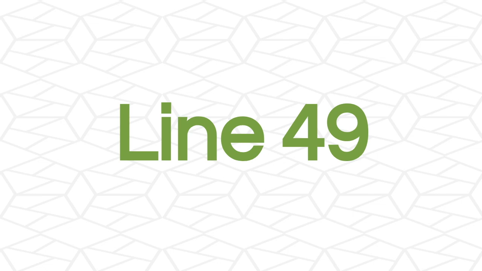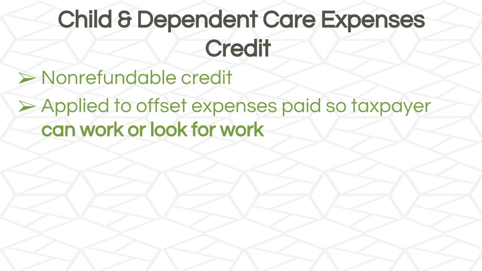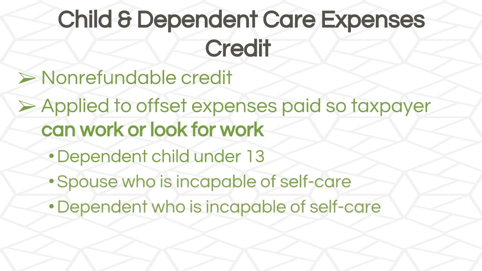So let's first talk about line 49. This is the Child and Dependent Care Expenses Credit. It's non-refundable, and it's applied to offset expenses that are paid so the taxpayer can work or look for work. It's for a dependent who is under 13, or a spouse who is incapable of self-care, or any dependent who is incapable of self-care.